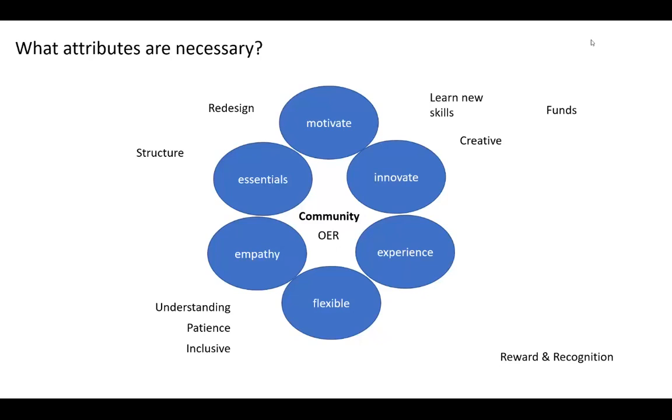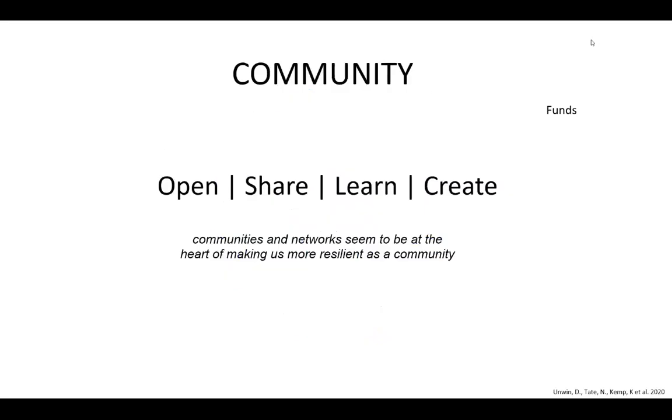A couple of things that definitely came through was the need to have empathy, and also to be flexible with your students because of whatever was going on at the other end that the student had to deal with. So being understanding, patient, and inclusive. And really think, when you're redesigning, also to think of what were the essential pieces that you needed to continue to teach. But at the center of all this was community, and also the use of open educational resources.